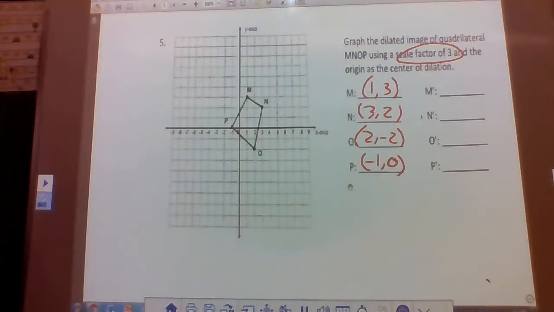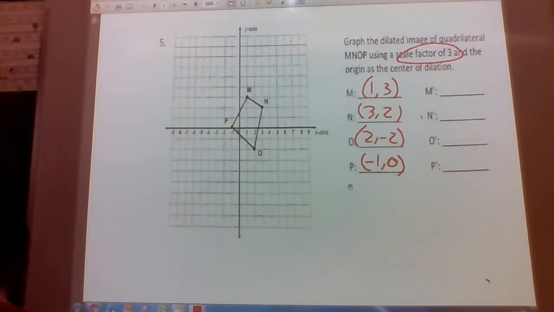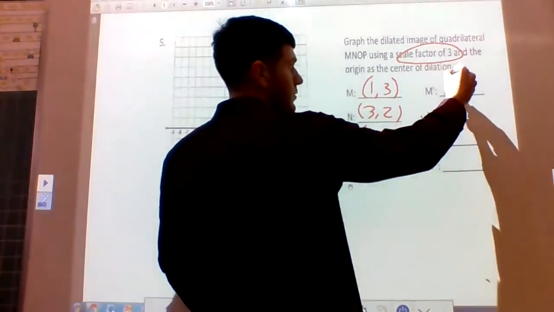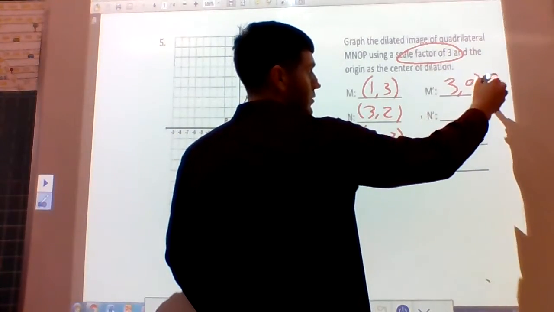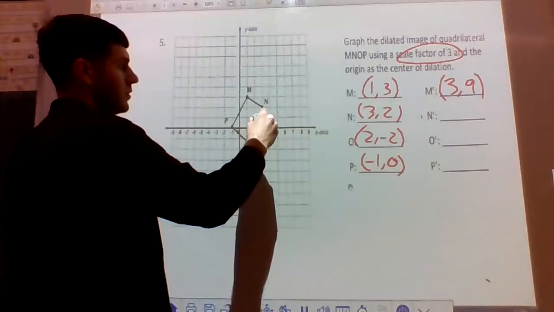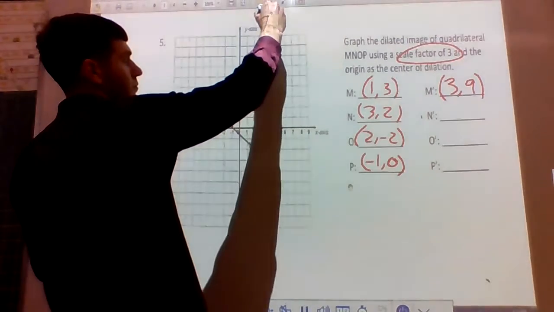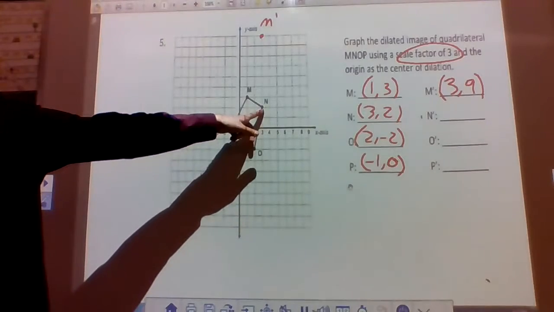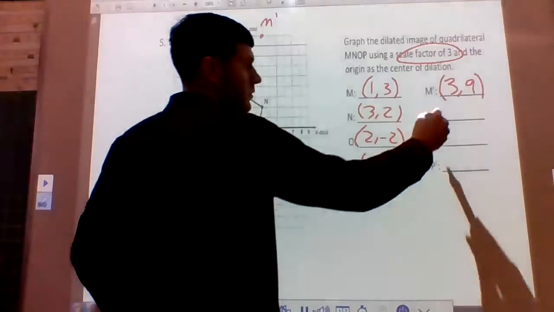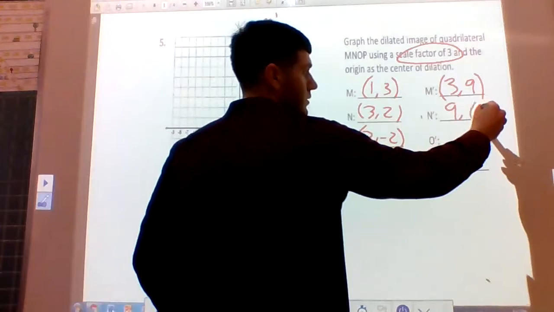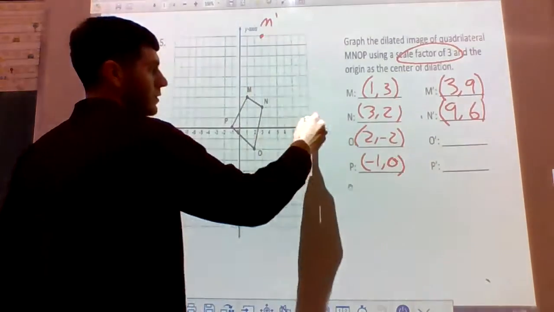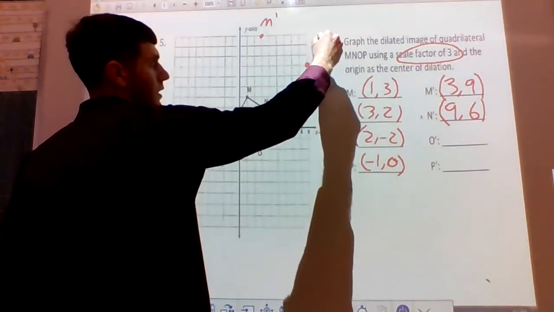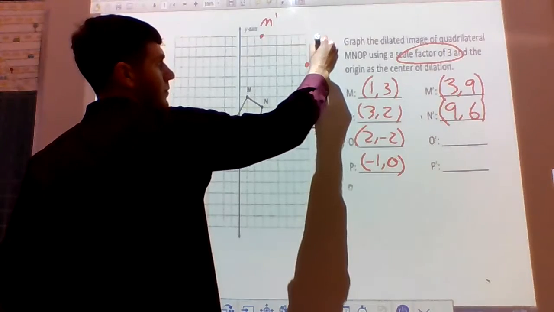1, 3, scale factor is 3, so 1 times 3 is 3. 3 times 3 is 9, so it's 3, 9. That's M prime. Okay, N is 3, 2. 3 times 3 is 9. 2 times 3 is 6. So 9, 6. That's going to be N prime.